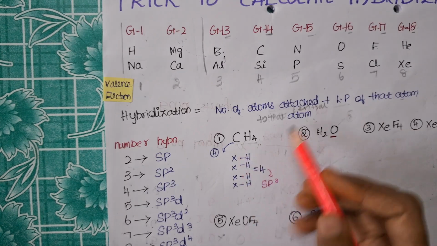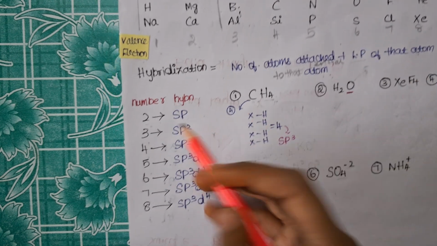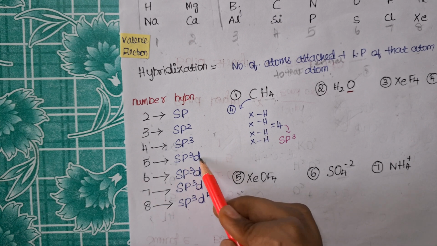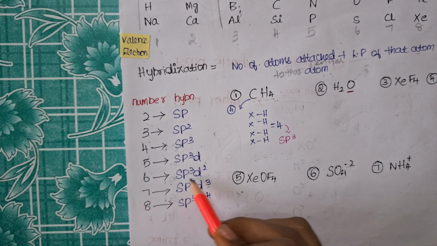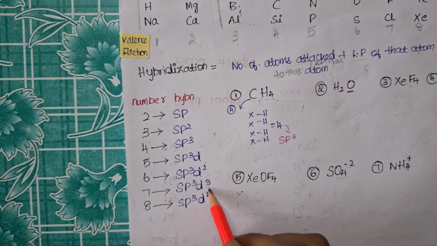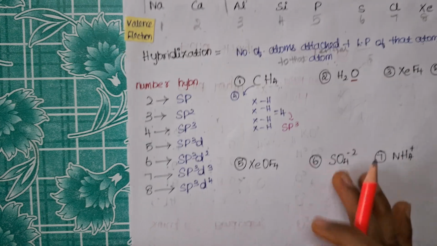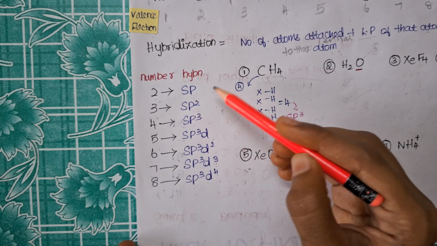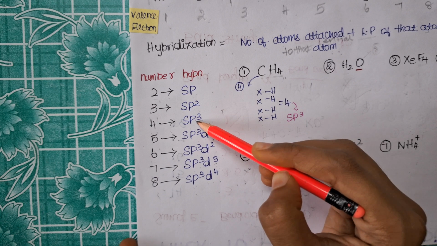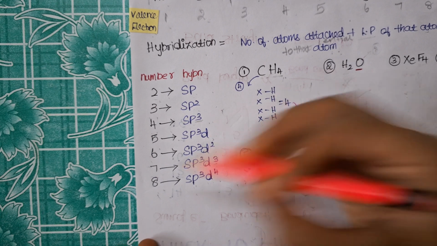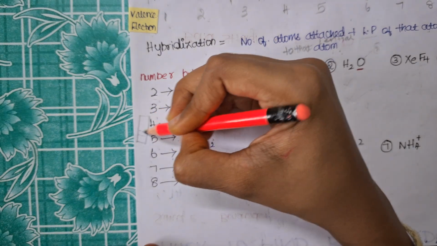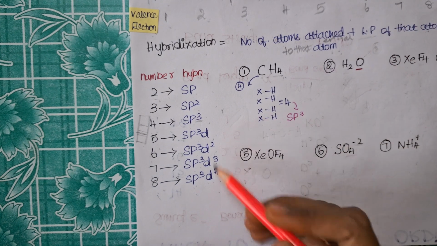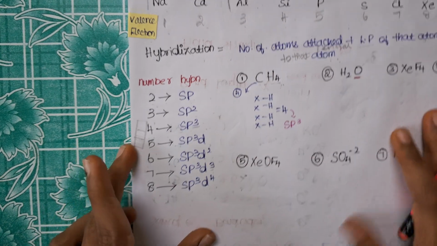If the number comes as 2, then it is sp hybridization. If it is 3, sp2. If it is 4, sp3. If it is 5, sp3d. If it is 6, sp3d2. If it is 7, sp3d3. If it is 8, sp3d4. This is also nothing to memorize, you know, right? Yes, p will have a maximum of 3, right? So, how many boxes will we write for p? 1, 2, 3 boxes that we are representing here, okay? Then d. In that order only it is there.